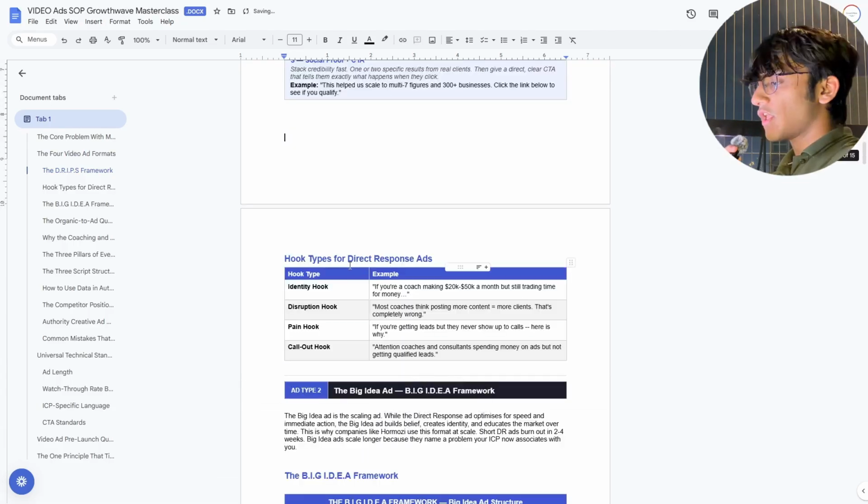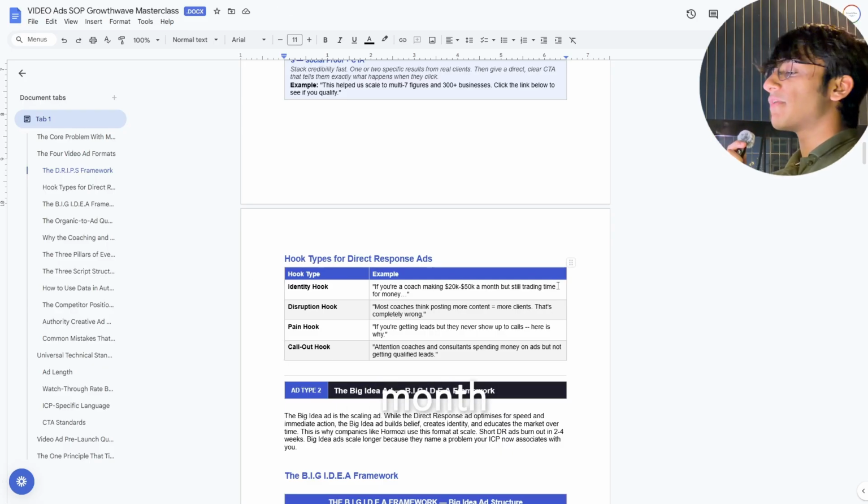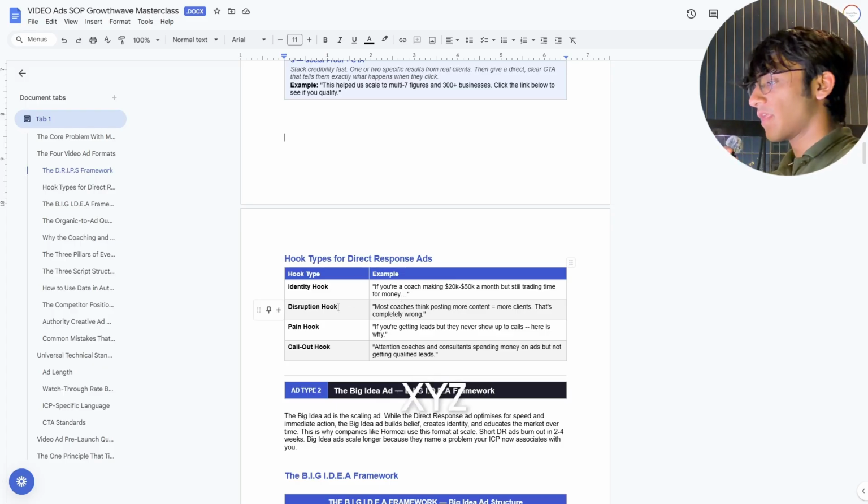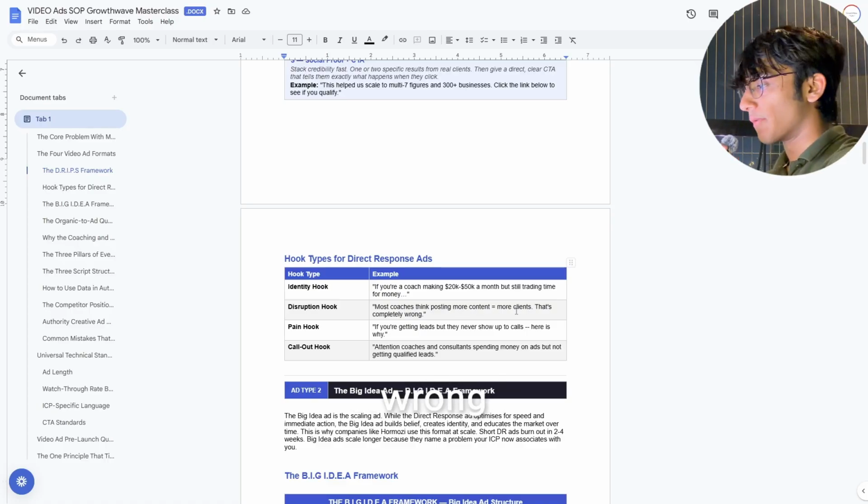All right. Now, hook types for your direct response ad. You have an identity hook, disruption hook, pain hook, call out hook. An identity hook looks something like this: if you're a coach making $20,000 to $50,000 a month, but still trading time for money, then this is XYZ. Then we have the disruption hook: most coaches think posting more content equals more clients, but that is completely wrong. So that's a disruption hook. You're disrupting one of their belief systems. That's what the disruption hook is all about.